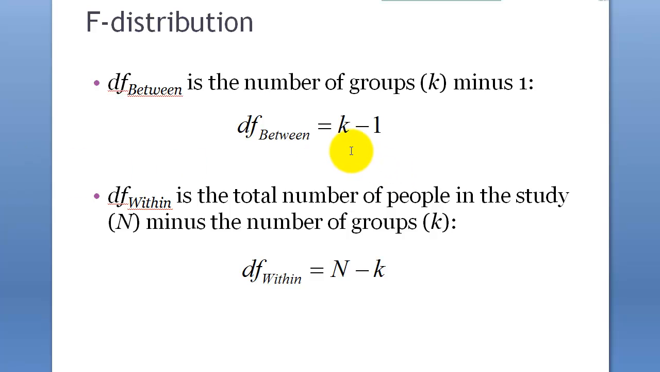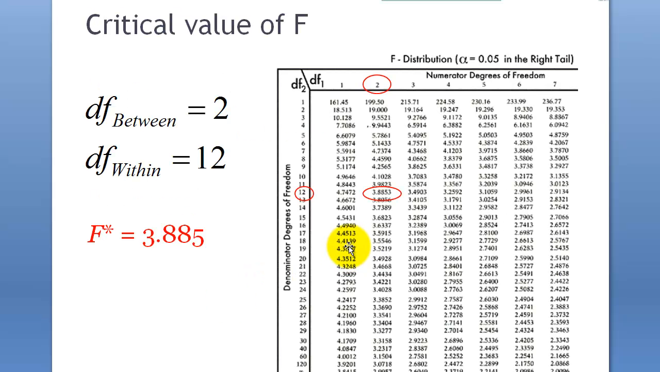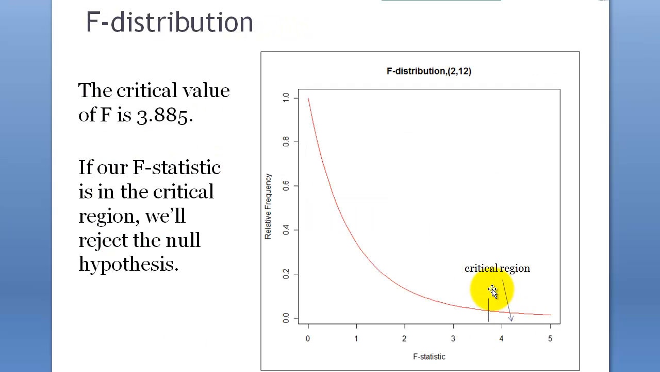So based on these, the degree of freedom between in this example is 2, and the degree of freedom within in this example is going to be 12. And that's how you get the critical F value. So here 3.885 is going to be about here, and if the F-statistic falls into this region, we reject the null hypothesis, concluding that there is some difference among the 3 groups.